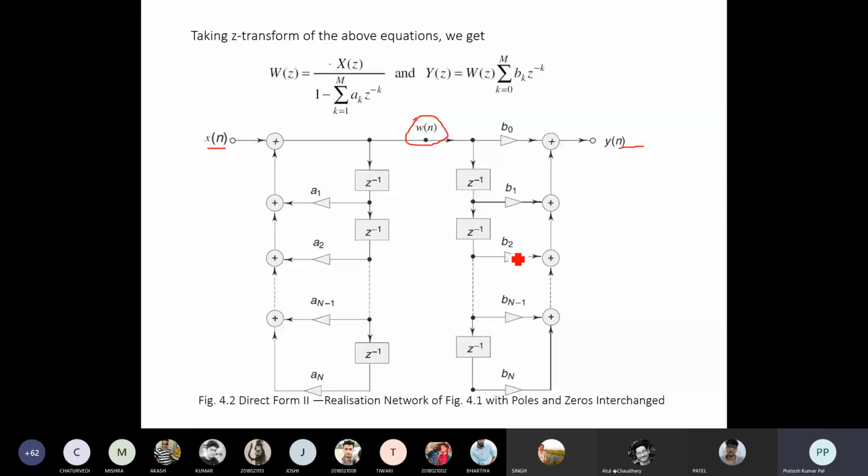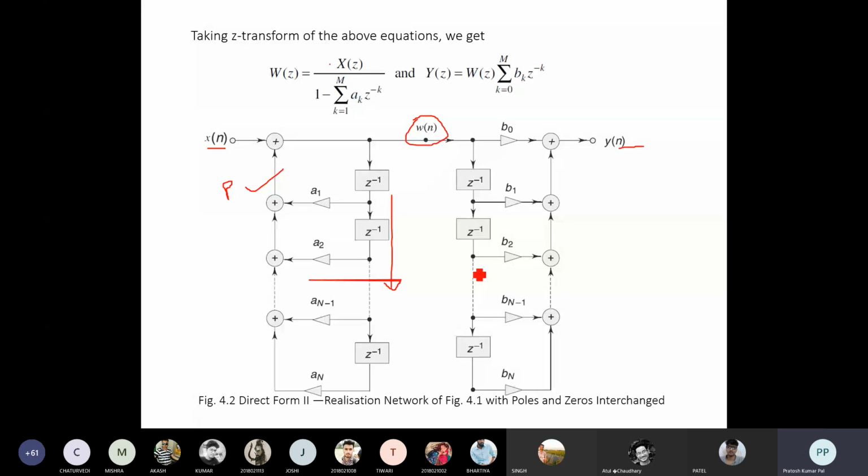So the difference is, once we have realized this, whatever w of n is there, we are making it in the pole representation. So this is the pole representation. In the pole side we are considering w of n and its delayed versions. So these are the delayed versions of w of n.